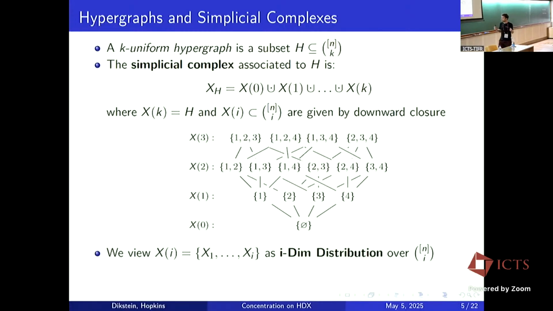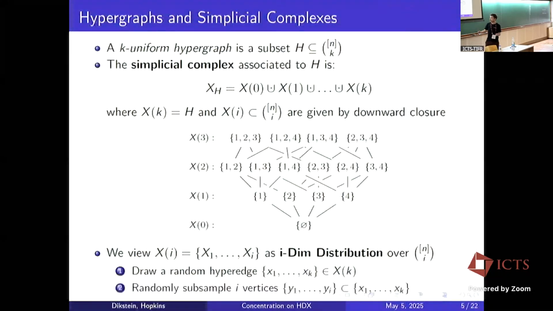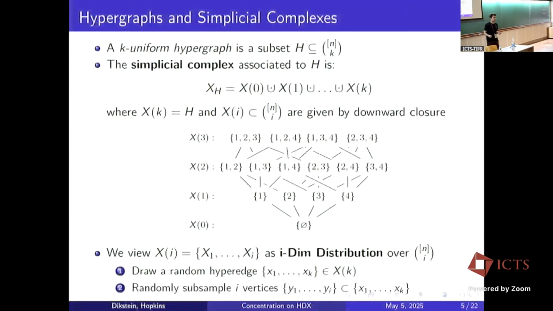Again, just like we viewed graphs as distributions, each level x_i here we can view as an i-dimensional distribution, just like we view the edges in a graph as a 2-dimensional distribution. How is this generated? I'm just going to draw a random hyperedge, a random k-tuple. Then to generate x_i, I'll randomly subsample i of its vertices. That gives me a natural distribution over x_i, over i-tuples. It captures i-wise correlations within the hypergraph. So in particular, for instance, x_2 is just the base graph, or an underlying graph, of this hypergraph.